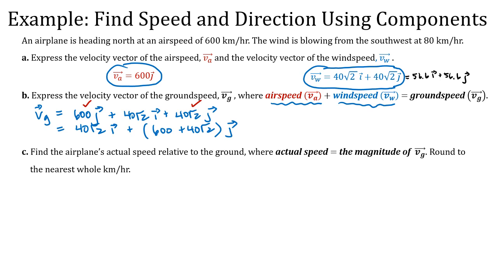It's blowing that plane off course. It's not only blowing it off course, but it might be speeding it up or it might be slowing it down. To find out if it's speeding it up or slowing it down, what we need to do is calculate what the actual speed is. And the actual speed is given as the magnitude of that ground speed vector. So what I want to find out is what that is.